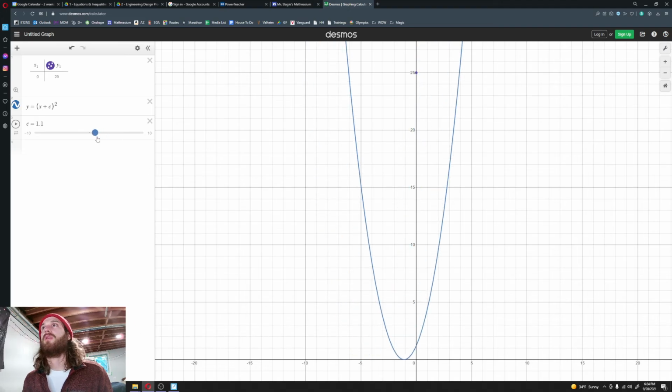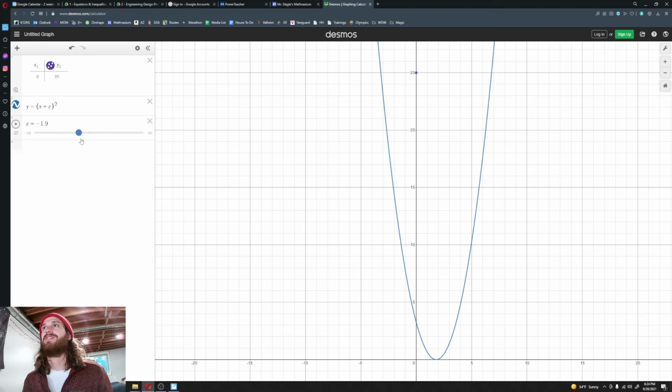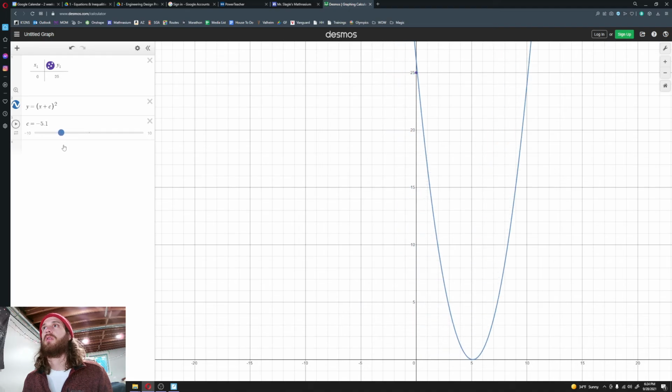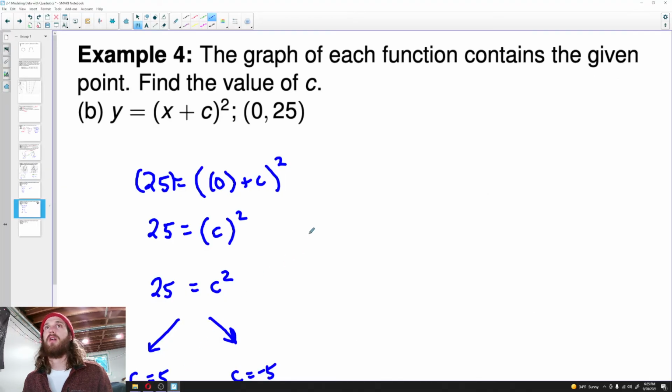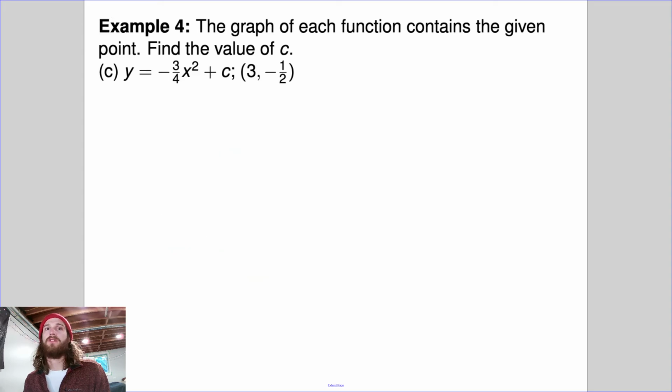How many different parabolas travel through that point? Well, when c equals 5, it travels through that point. When c is equal to -5, it also travels through that point. So that means there are two values of c, which means there are two different quadratics that will travel through that point, and we just showed you what they were on the equation. All right, you guys try this one on your own, give it a shot, and check your answer in just a sec.